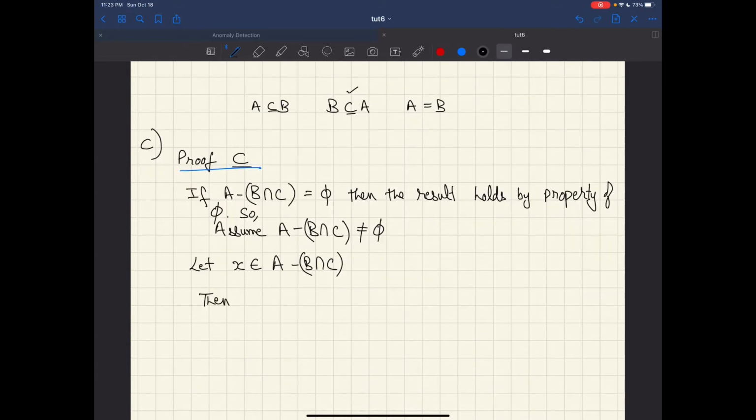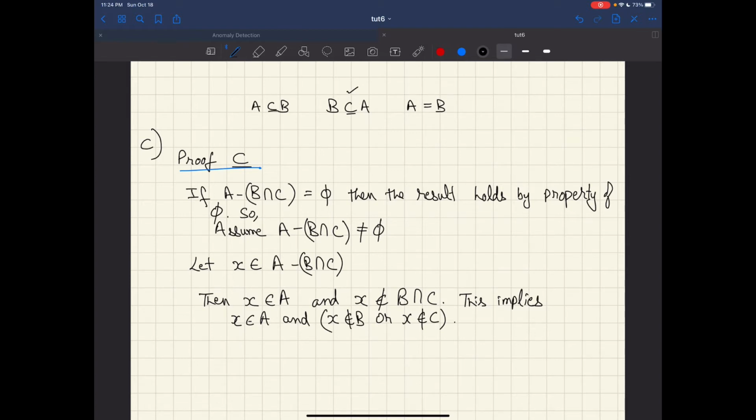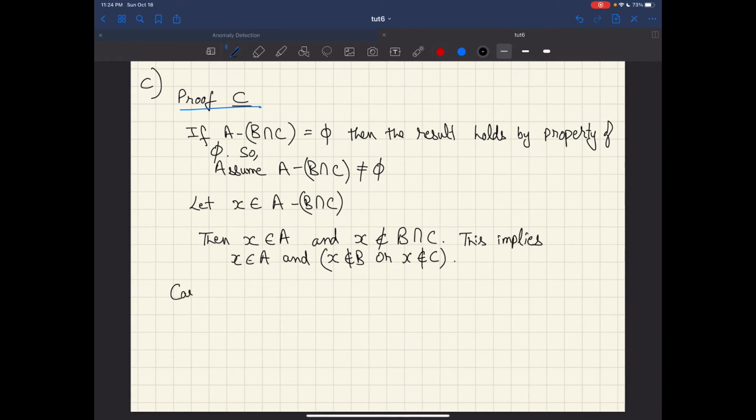Now, since it belongs to A minus (B intersection C), it's safe to say that X belongs to A and X doesn't belong to B intersection C. Now, this implies X belongs to A and X either doesn't belong to B or it doesn't belong to C. So this leads us to two cases. Case one would be X doesn't belong to B, and the other case would be X doesn't belong to C. So for the first case, if X doesn't belong to B, then X belongs to A minus B.